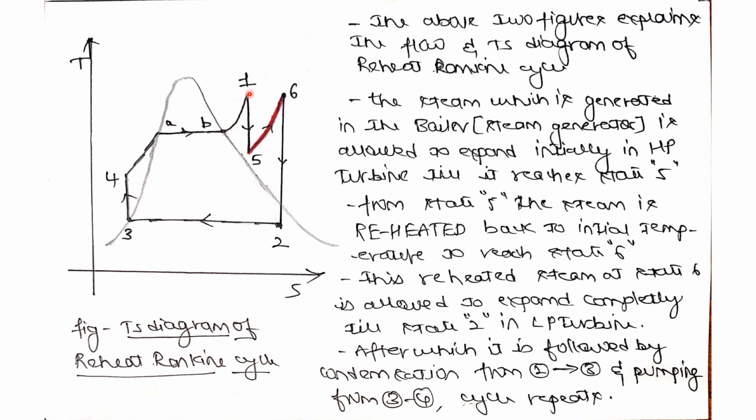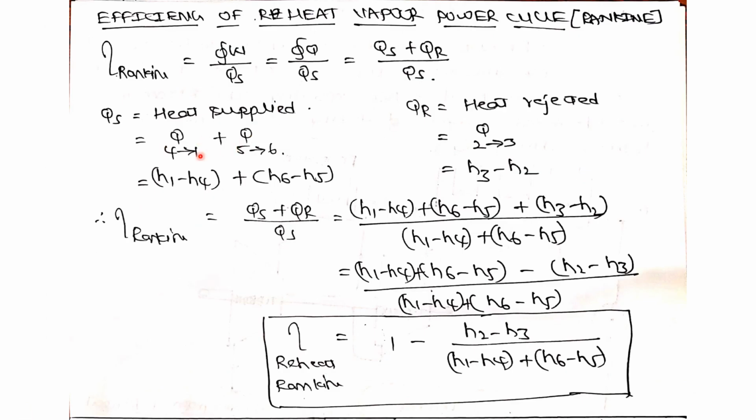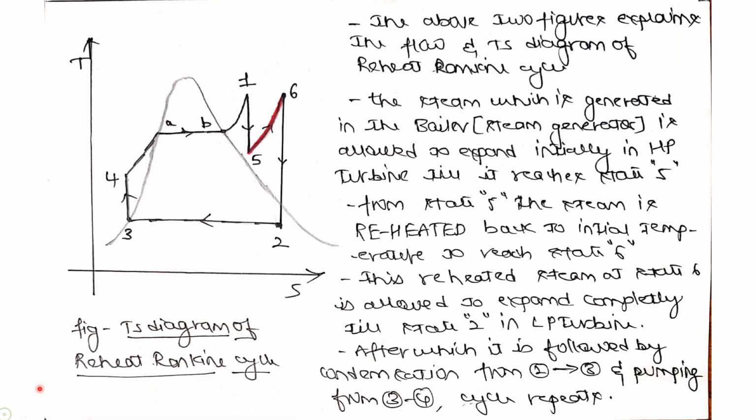From 1 to 5, you are expanding in the HP turbine. From 5 to 6, you are reheating. So in how many stages are you adding heat? You are adding heat from 4 to 1, which is the preliminary one, and from 5 to 6, which is the reheating one. You need to add those two, 4 to 1 and 5 to 6. How will you calculate 4 to 1? It is heat, so it is final minus initial. The final state is 1 and the initial state is 4, so it is H1 minus H4.